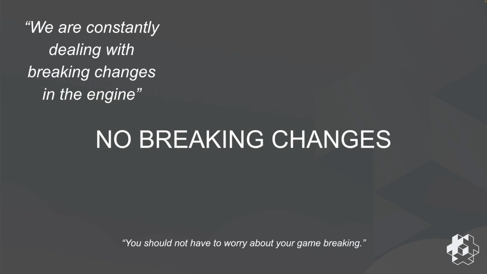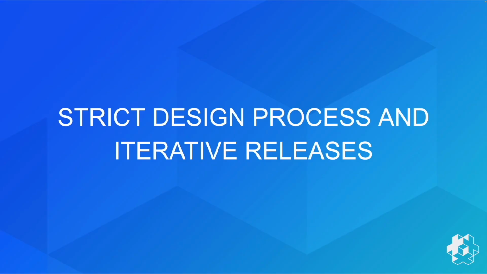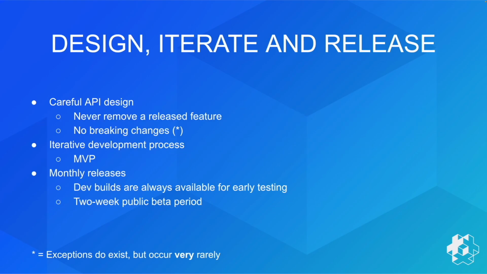To battle with constantly dealing with breaking changes in the engine, we also say that we really focus on never introducing breaking changes. So you should not really have to worry about it. And we solve this by having a very strict design process and iterative releases. So we are very, very careful about our API design, and we have a relatively small API surface, which is fairly simple to maintain for us.